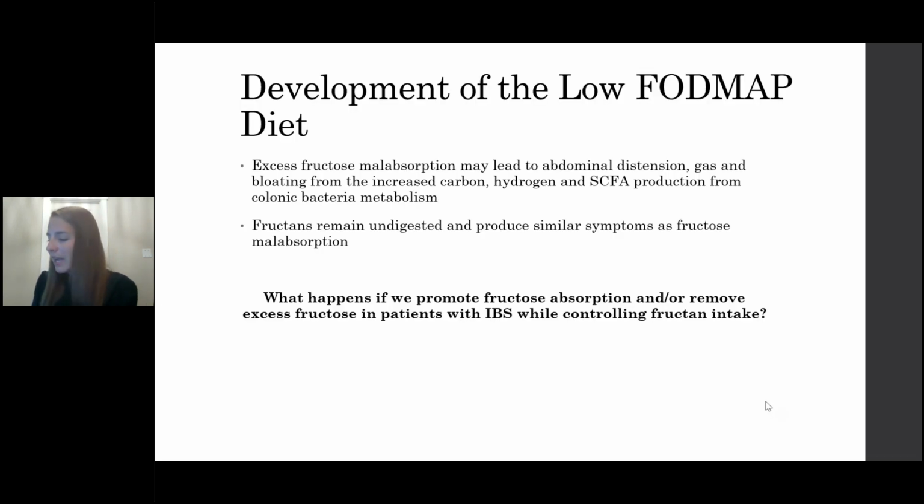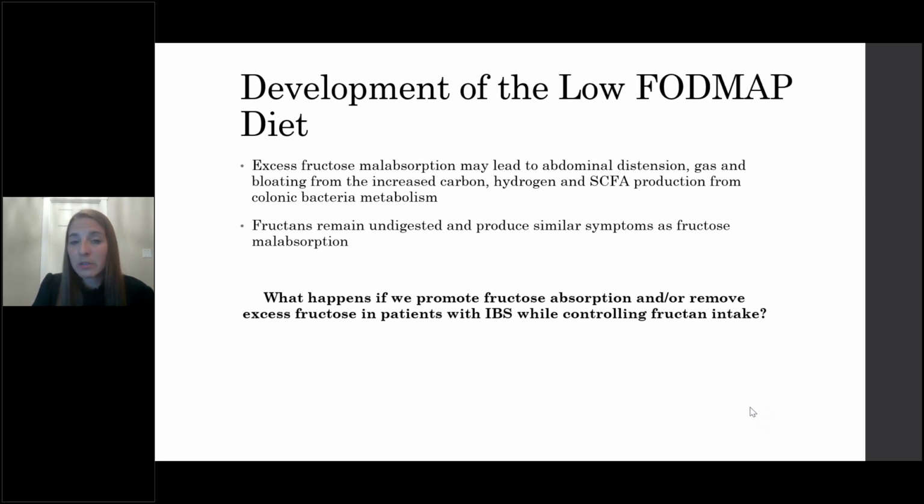All right, so I have a couple minutes left, and I just wanted to walk through very quickly how the development of the low FODMAP diet came to be. If you're not familiar with the low FODMAP diet, FODMAP stands for fermentable oligosaccharides, disaccharides, monosaccharides, and polyols. And really the basis stemmed from understanding that excess fructose malabsorption led to a lot of IBS-related symptoms, and so did the fructans that were undigested in the GI tract.